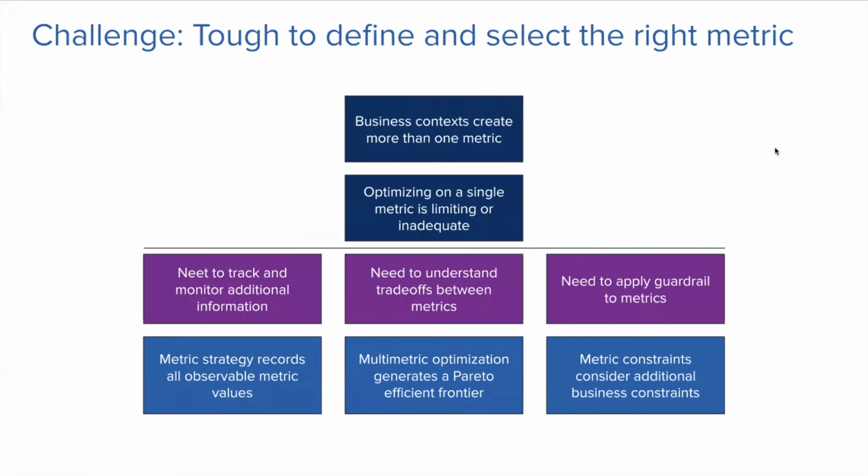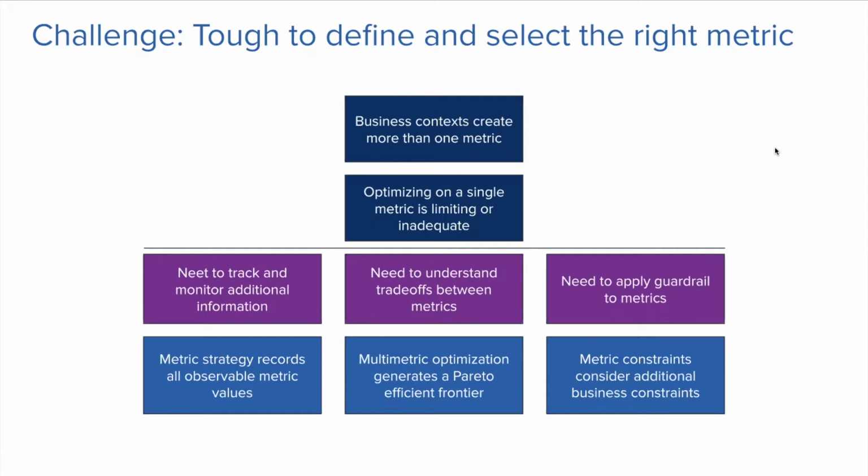So for a lot of businesses and a lot of our customers, it's tough to define and select the right metric. A lot of models have accuracy or F1 scores, or you might want to minimize loss. But there might be an external business constraint, like governmental regulations, or maybe there's an engineering constraint on your model, like it can't be too big, or there's a latency requirement on your model.